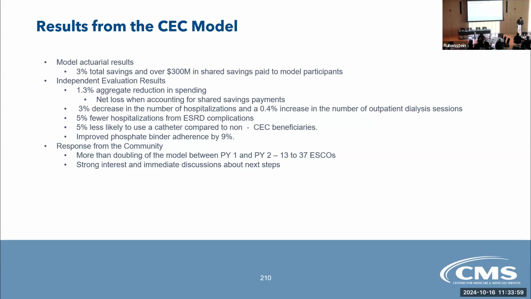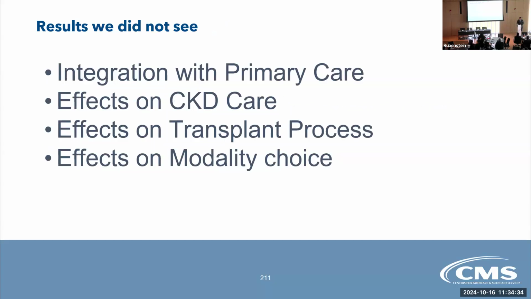So a 3% decrease in number of hospitalizations and a 0.4% subsequent increase in the number of outpatient dialysis sessions. 5% fewer hospitalizations for ESRD complications, 5% less likely to use a catheter, and improved phosphate binder adherence. And that's a lot of really good quality outcomes for patients. That's nice to see. We also saw an interest that grew over time as more people joined the model in 2017 for year 2. We more than doubled the size of the model and just had a lot of strong interest from the community and a lot of discussions about next steps.